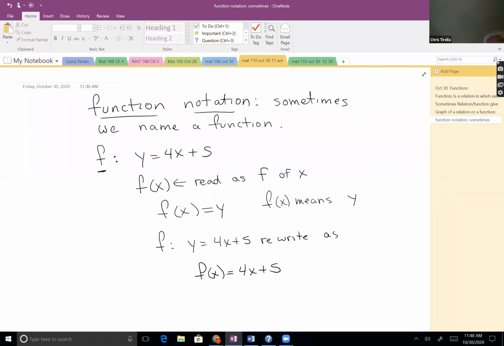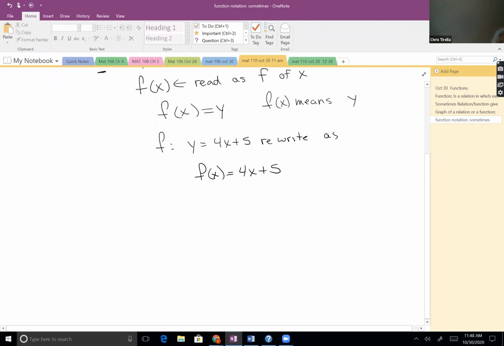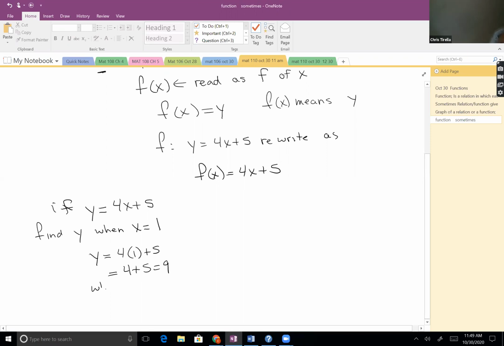And so I want to look at one problem written two ways. Let's say we know that y equals 4x plus 5, and you might be asked to find y when x equals 1. If I asked you to find y when x equals 1, what would you do? Plug in 1 for x. Yeah, beautiful, sub in 1 for x. And so we'd have y equals 4 times 1 plus 5, which would be 4 plus 5, or 9. So we'd be able to say that when x equals 1, y equals 9.